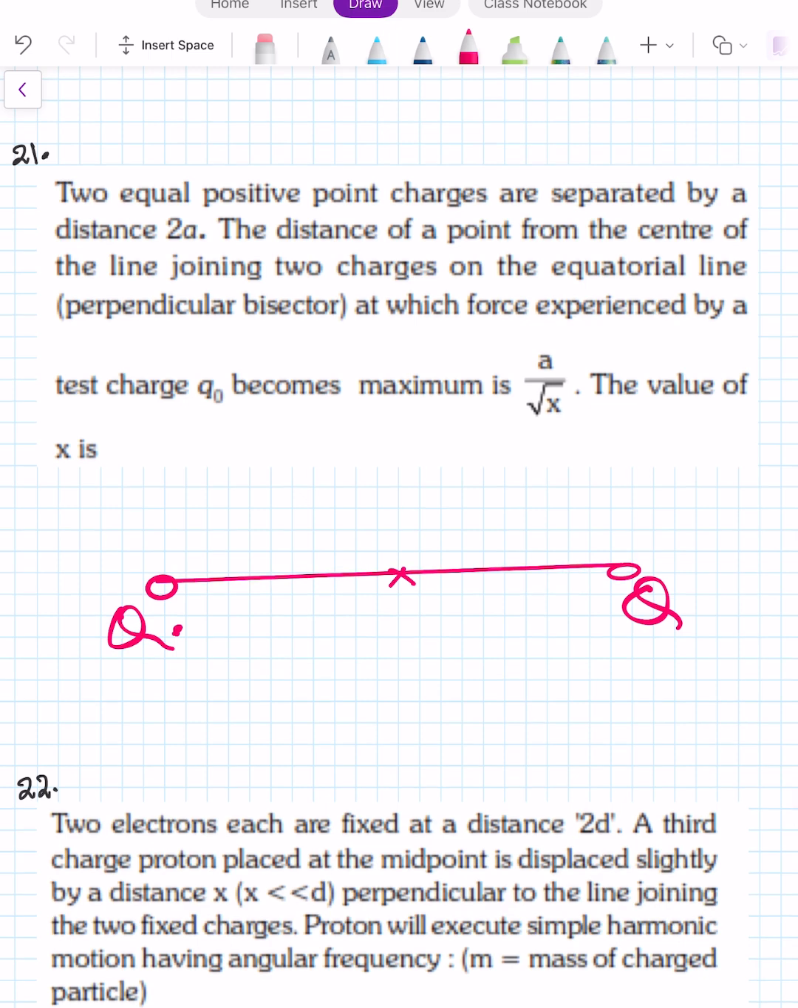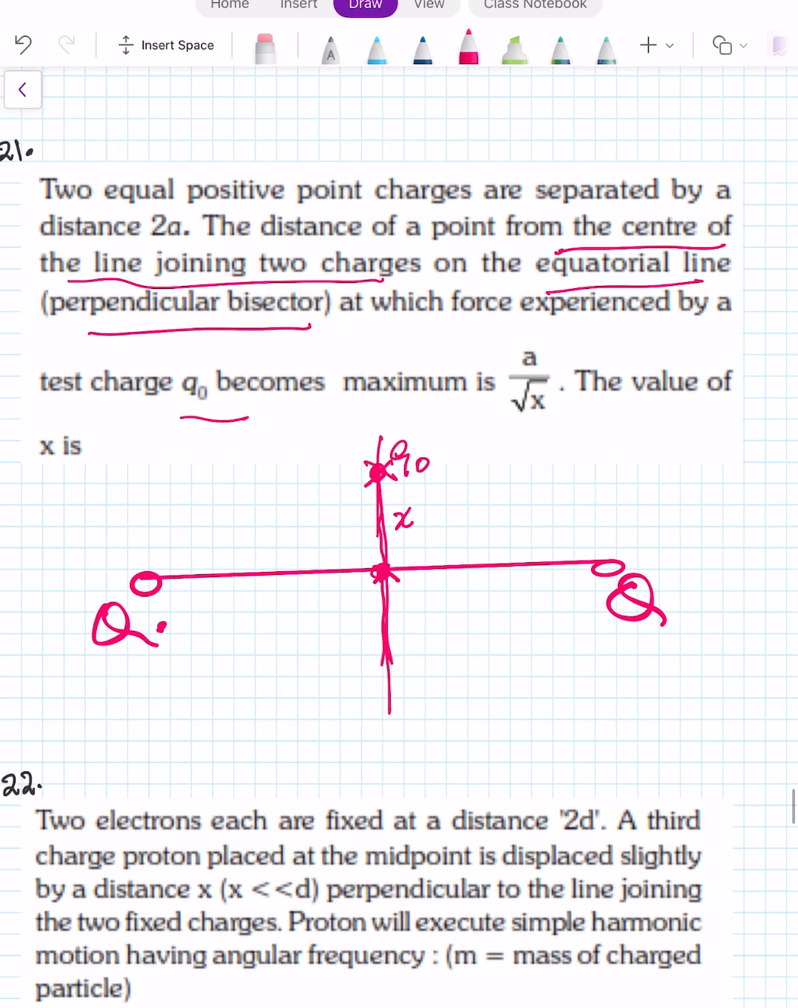Now, distance of a point from the center. This is the center. From the center of the line joining two charges, on the equatorial line. Equatorial line means, in bracket, they have mentioned perpendicular bisector. On this line, at what distance from here, say x, should we place a test charge so that it experiences maximum force? This is not x because in the question already x, say it is y. Force experienced by q naught is maximum.